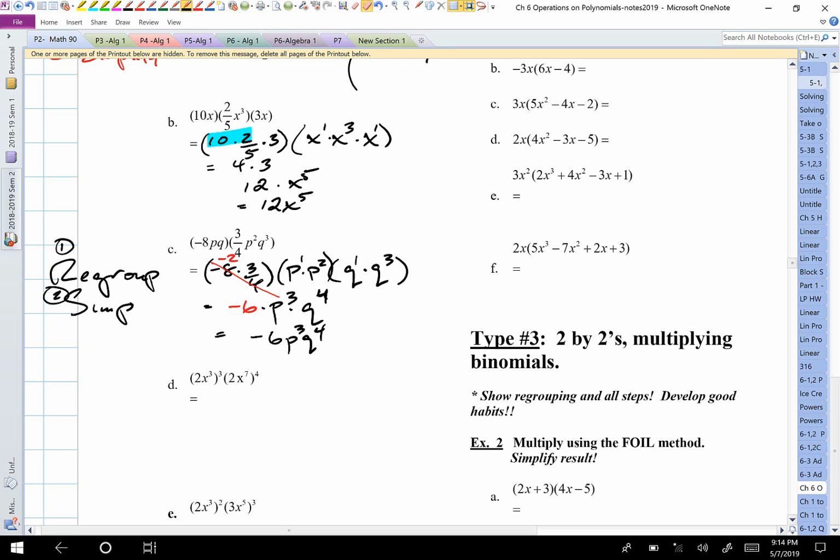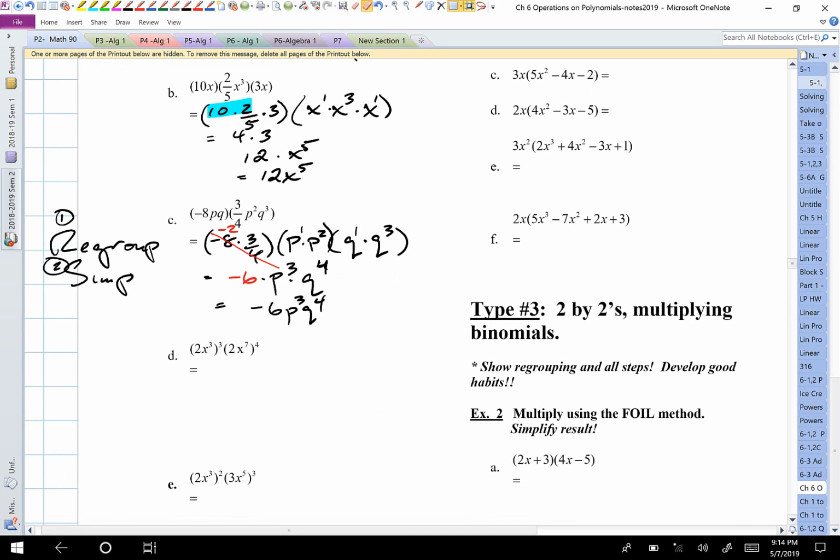Okay, and these expressions are equivalent. That's why I put the equal sign there. All right, so you simply regroup like terms because you're only allowed to regroup, or excuse me, multiply like terms, and then you kick in the rules of exponents that you learned in the first section.